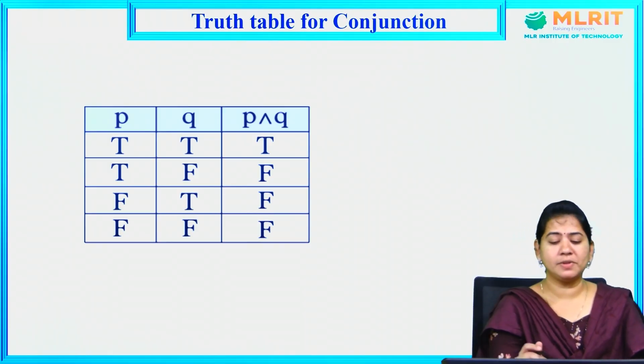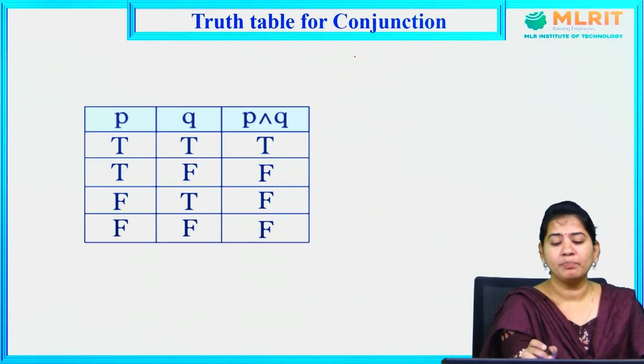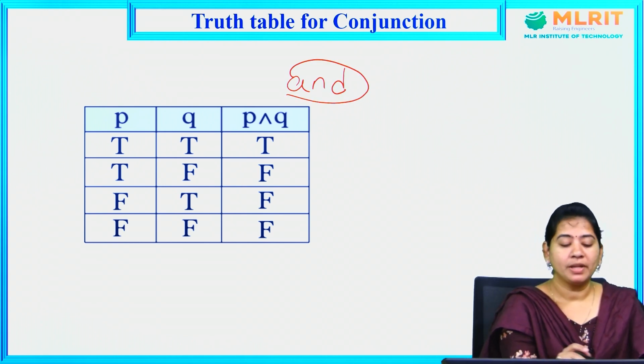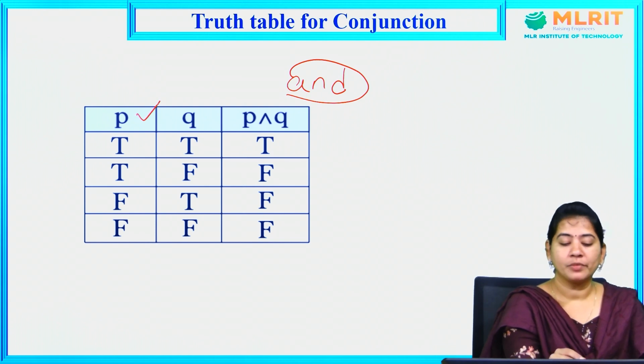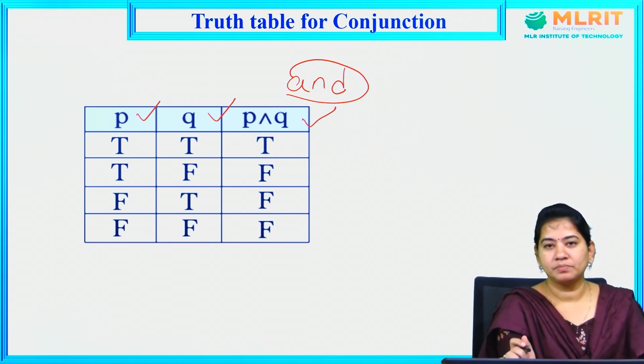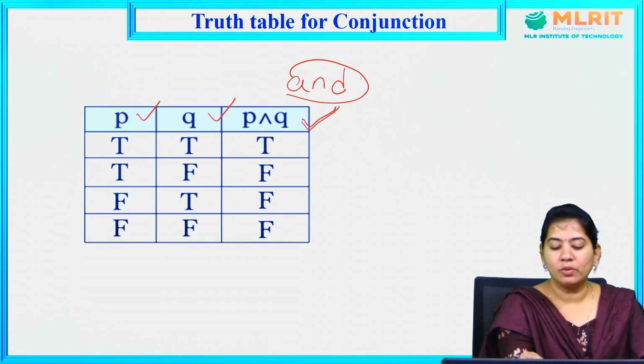So here if you observe, as this is a conjunction, we are applying it between two statements, that's why it is called a compound statement. So let us suppose P is a statement here, Q is another statement, and here we are writing P and Q. So what are the truth values of P and Q?